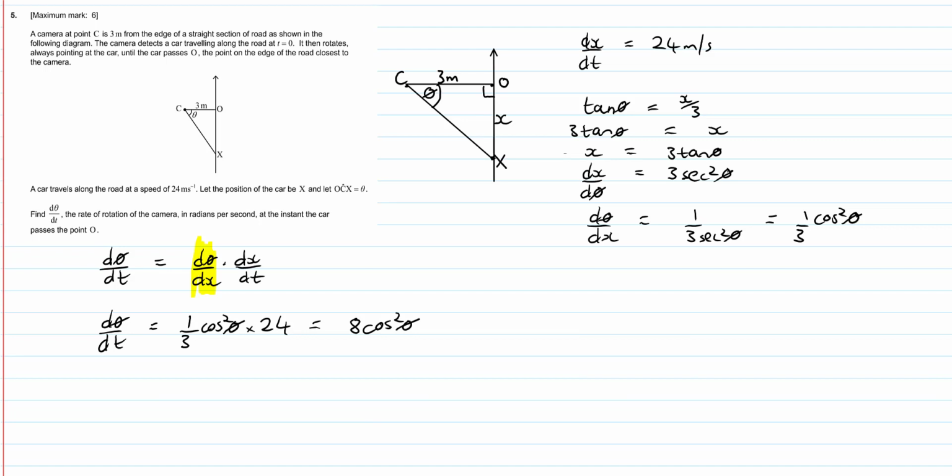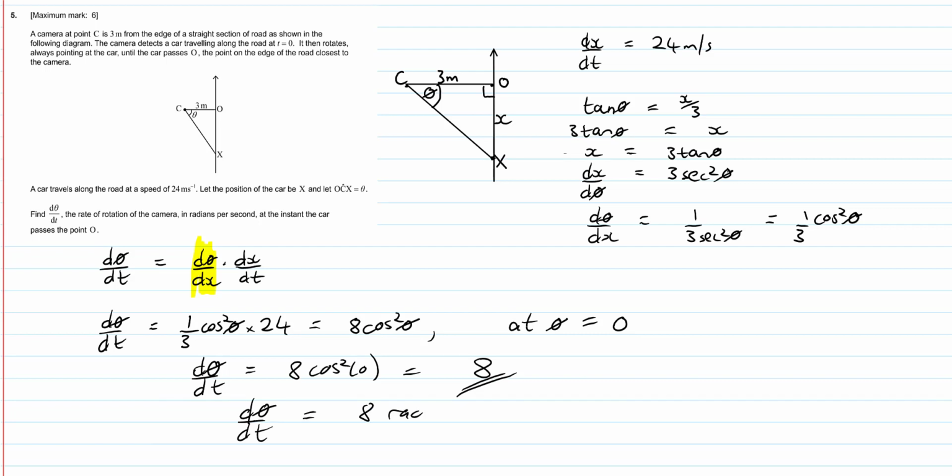So the camera detects a car traveling along the road at time equals 0, then rotates pointing at the car till the car passes point O. So all we need to do is that angle there, when the car passes at point O, well, theta is going to equal 0. So at theta equal to 0, we're going to get d theta by dt is equal to 8 cos squared of 0, and obviously cos of 0 is just 1. So that is just 8 times 1, which is 8. So therefore, we have d theta by dt is equal to 8 radians per second.